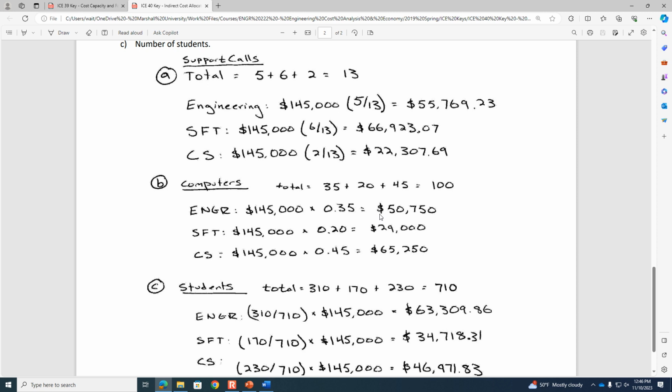So what would be the right way? Probably a blend of these 3 different methods, because all 3 of these things are what drives the IT department interactions. It's partly about support calls. It's partly about how many computers you've got, how many students there are. So this is another one of the techniques that I think is included on the homework assignment.